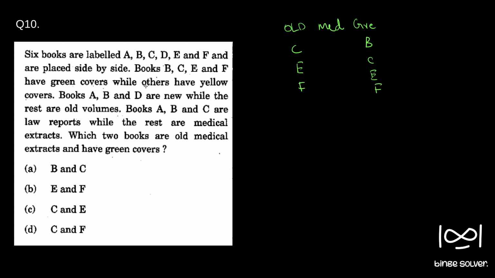A, B, D are new. And books A, B, C are law reports. So we need medical reports, which is D, E, F. Now the question asks for the common ones. So E and F are common to these three. So old medical extracts with green covers are E and F. So the answer is B. That is the resolution to question 10.